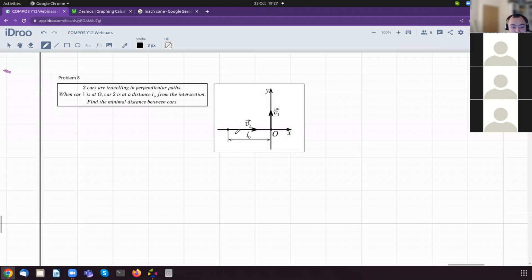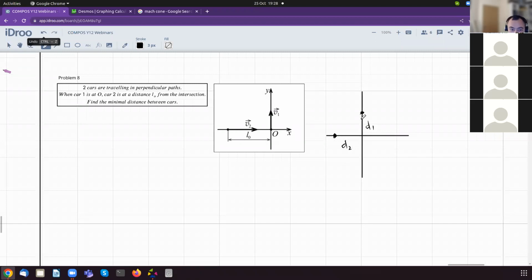Well, we need to find the coordinates. So these are the paths of the cars. So let's say the car V2 is at X and V1 is at Y. The position of the car. No, actually, sorry. Let's not make it more complicated than we need to. Let's call this D2 and this is D1.